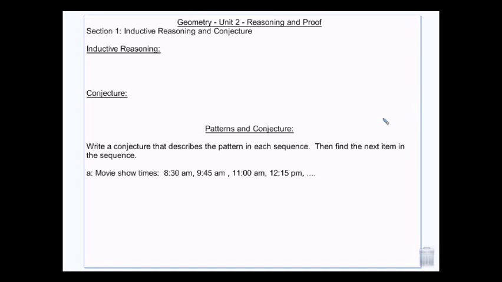Inductive reasoning is looking at examples to arrive at a conclusion, or looking at patterns, making observations to arrive at a conclusion. And that's what Sherlock Holmes does, right? He makes observations. He looks around him and he observes things and he comes to a conclusion. He's using induction. We're going to go over deduction in section 4. Deduction is using a series of facts to arrive at a conclusion.